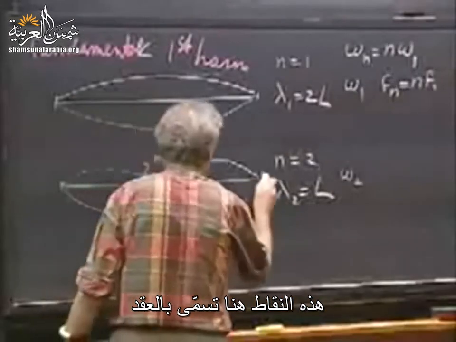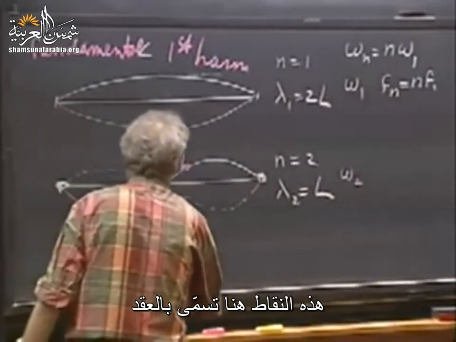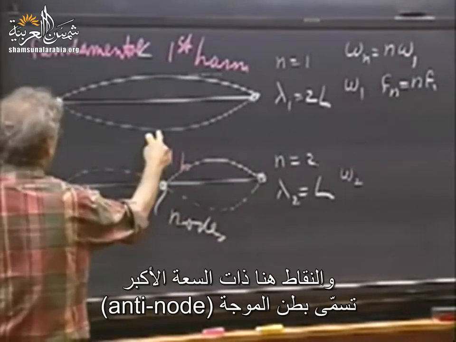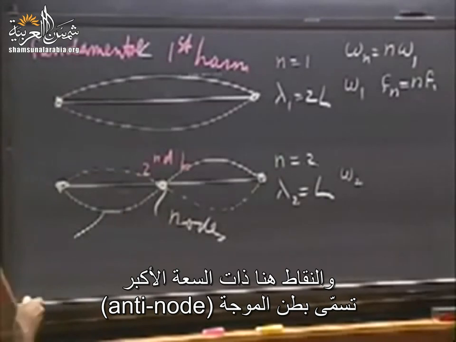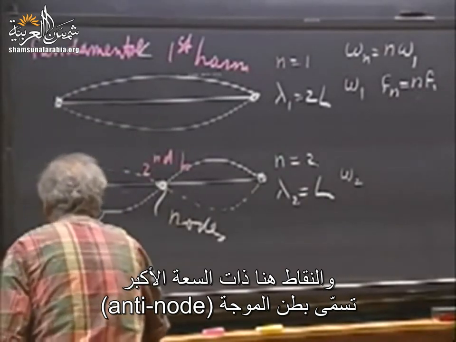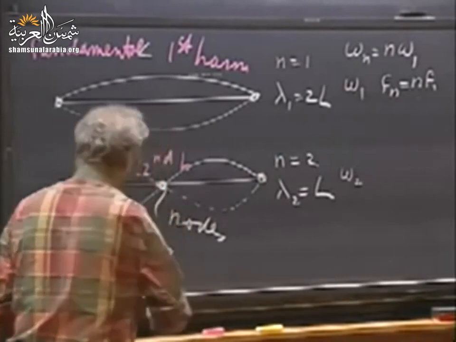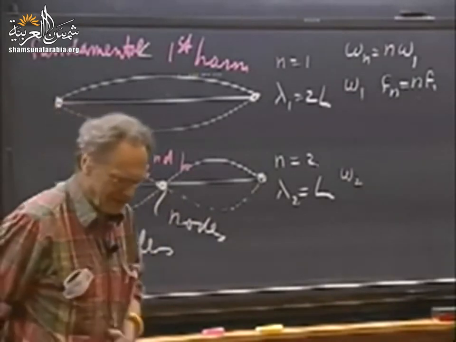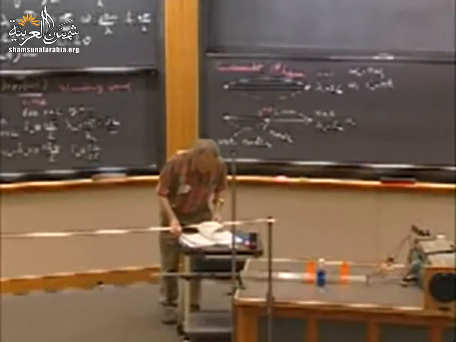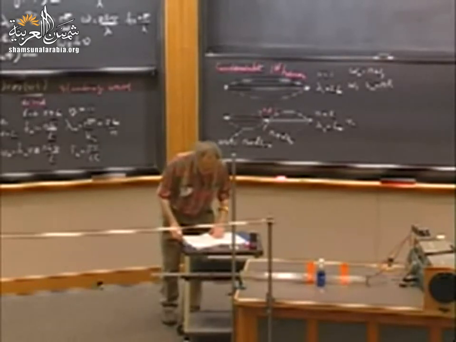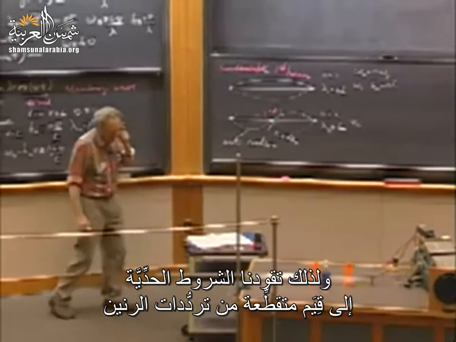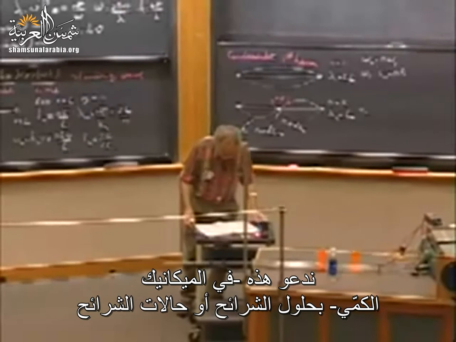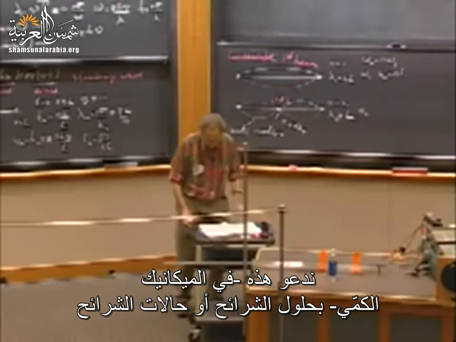We also refer to them sometimes as natural frequencies. These points here have a name. They're called nodes. So this is a node and this is a node. And these points here, also here and here, the ones that have the largest amplitude, are called antinodes. In Dutch we call them tummies, very strange. We call them buiken. Buiken is this. So the boundary condition leads to discrete values of the resonance frequencies. And if this were quantum mechanics, we would call these eigensolutions and eigenstates.